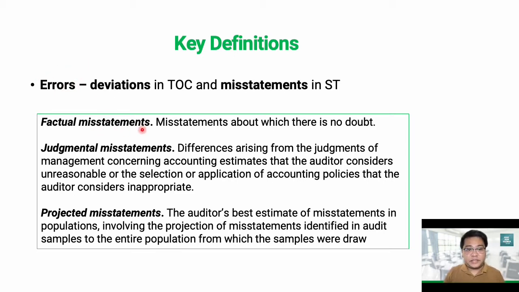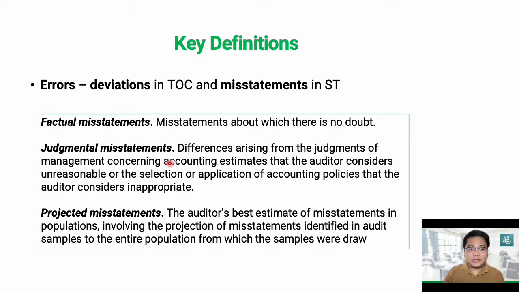So we have factual misstatements. These are misstatements about which there is no doubt. For example, the client recorded the sales transaction at 100,000, but the correct actual amount is only 80,000. So the difference of 20,000 is considered a factual misstatement.